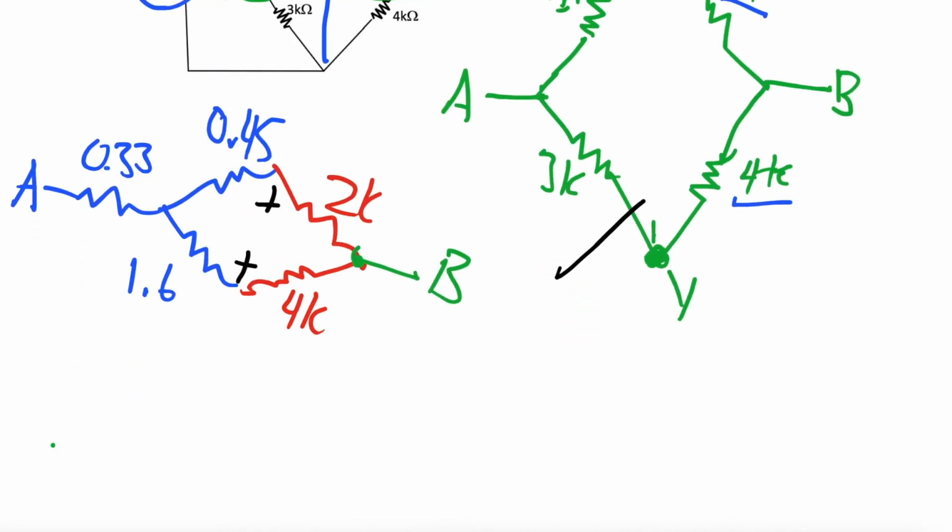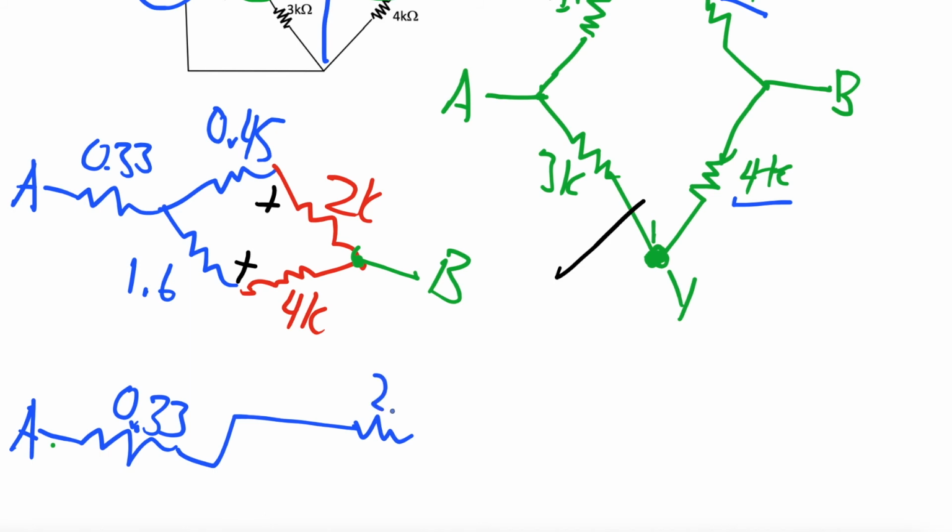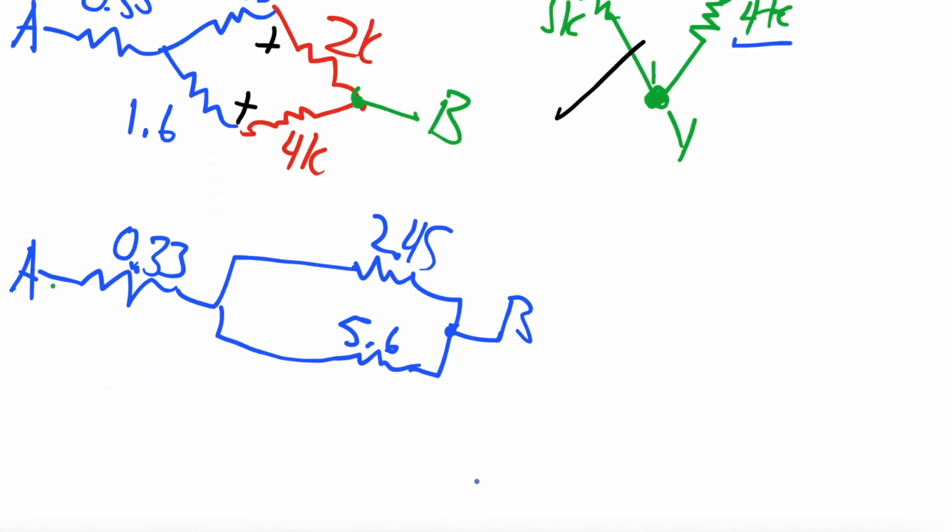So essentially what we get is A on the left side, right? We get 0.33 kiloohms, right? And then on the top, we get 0.45 plus 2, which is 2.45. And on the bottom, we get 1.6 plus 4, which is just 5.6, right? And then these two are attached to node B, right? Essentially, that's what our circuit looks like.